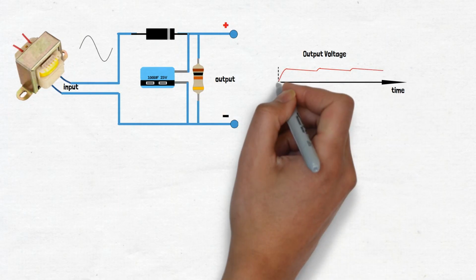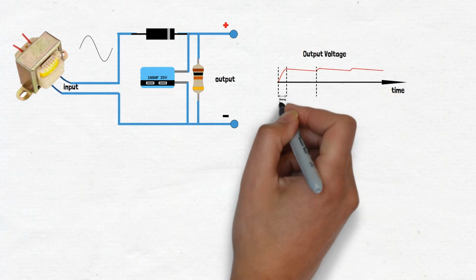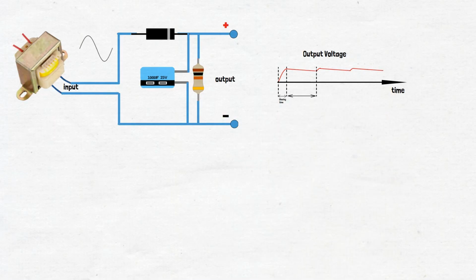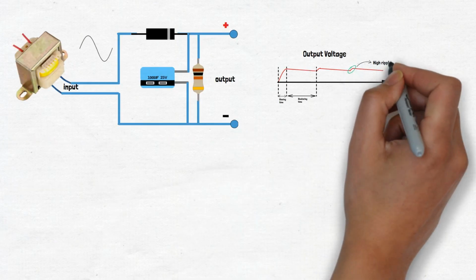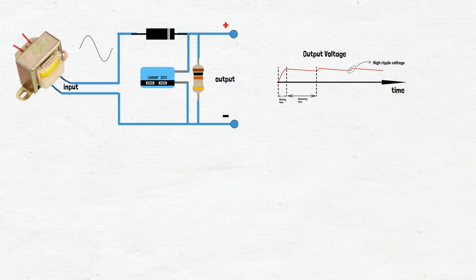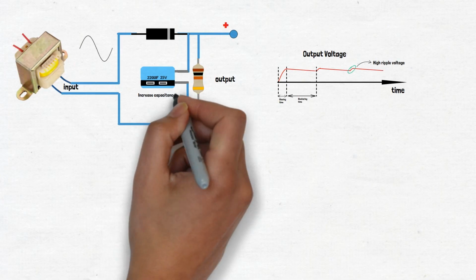This process keeps repeating. As you see, the capacitor's charging time is a quarter of a cycle, while the discharging time occupies the remaining cycle duration. Consequently, the capacitor discharges most of the time, resulting in a high ripple voltage. To reduce ripple voltage, increasing the capacitor's capacitance is an option.